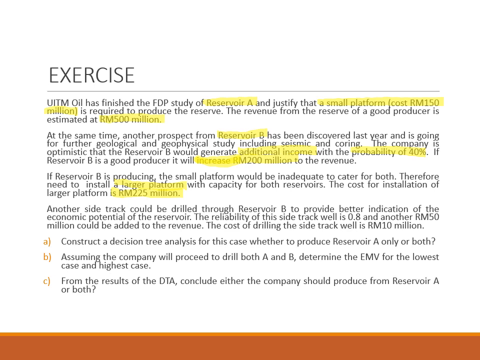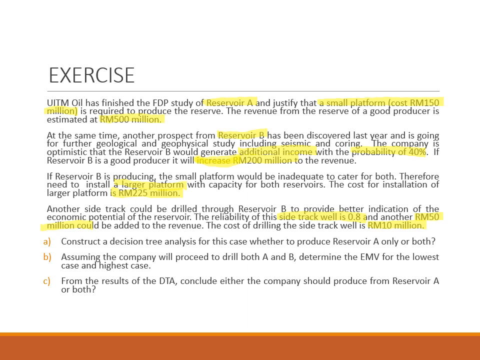Alright, so reservoir B, there's another sidetrack that could be drilled through reservoir B to provide better indication of the economic potential of the reservoir. The reliability of the sidetrack well is 0.8. And then with this sidetrack well, you can add another 50 million of revenue. So to drill this additional sidetrack well is 10 million.